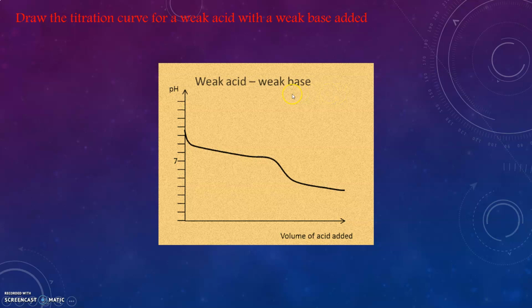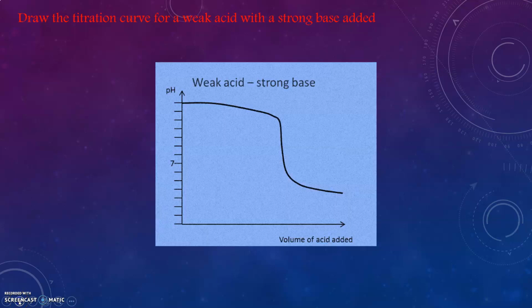This is for a weak acid and a weak base, so it's here. It's difficult to determine. Weak acid and strong base, see? It's more than 7.